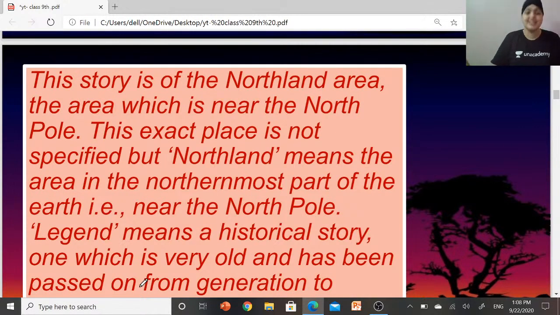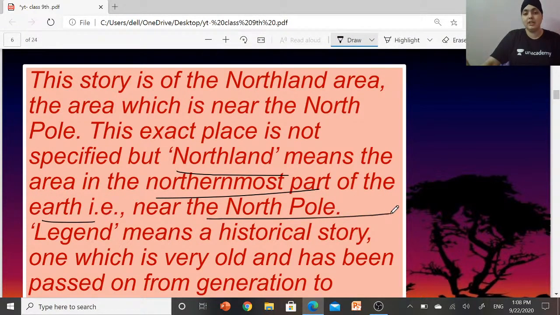So this exact place is not specified, but Northland means the area in the northernmost part of the earth that is near the North Pole.